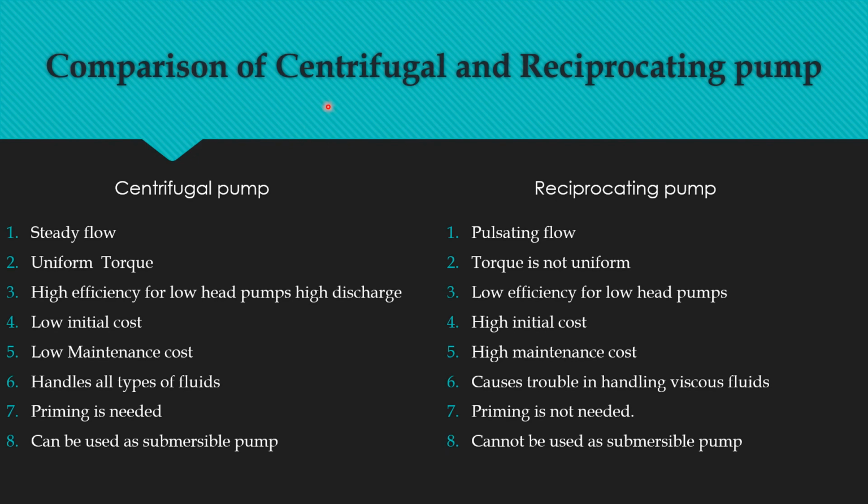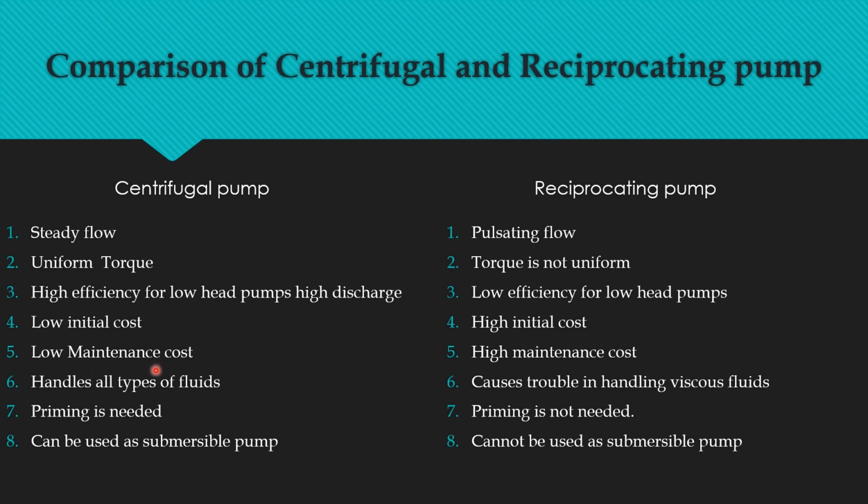Now we can see the comparison between the centrifugal pump and the reciprocating pump. The centrifugal pump has a steady flow, whereas reciprocating pump flow is pulsating. The torque during centrifugal pump running is uniform, whereas the torque in the reciprocating pump is not uniform. The centrifugal pump has high efficiency for low head with high discharge, whereas the reciprocating pump has low efficiency for low head and high capacity. The centrifugal pump has low initial cost. The reciprocating pump has high initial cost.